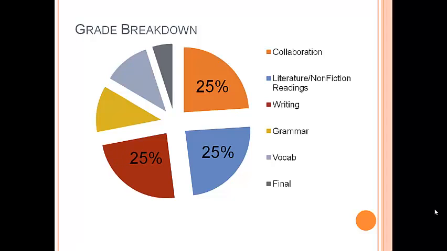25% of the grade will be from writing projects, both little ones and then the larger projects. 11.5% of the grade comes from grammar, 11.5% comes from vocabulary, and 5% comes from the final, which they'll take in January.